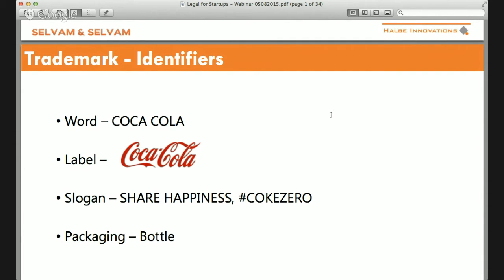Trademarks could also be slogans, like the Coke slogan, "Share Happiness," or even a hashtag, like Coke Zero, if that's what they're going to be using as a trademark. A trademark could also be packaging, as is the case with the Coke bottle. So trademarks could be words, labels, slogans, packaging, or any mark that distinguishes you in trade. It could even be a sound or a smell, but anything that is unique to your product or your service which can be graphically represented could be a trademark.